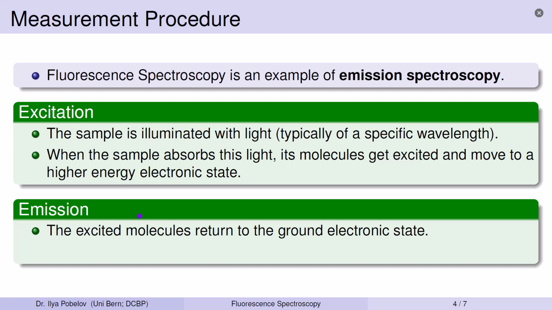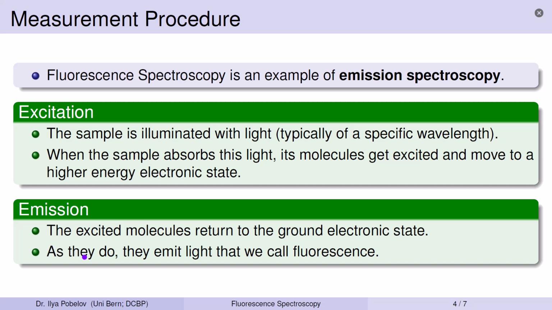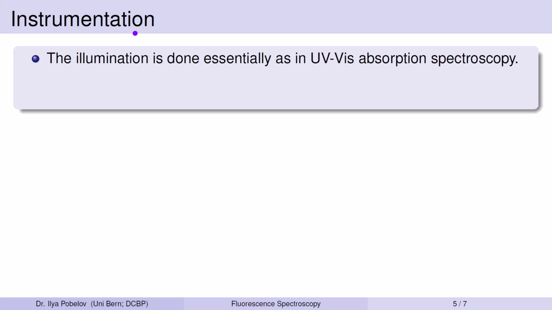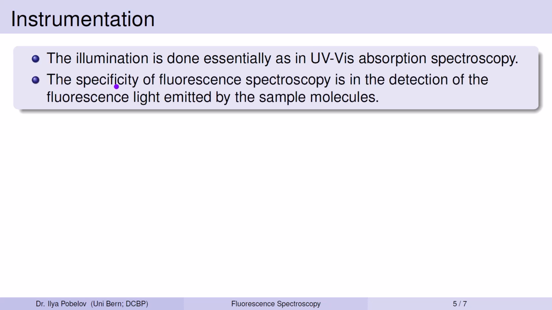These excited molecules soon return to their ground electronic state. And as they do, they emit light. This emitted light is what we call fluorescence. From the point of view of instrumentation, the illumination of the sample is done essentially in the same way as discussed for UV absorption spectroscopy. The specificity of fluorescence spectroscopy is related to the detection of the fluorescent light emitted by the sample molecules.